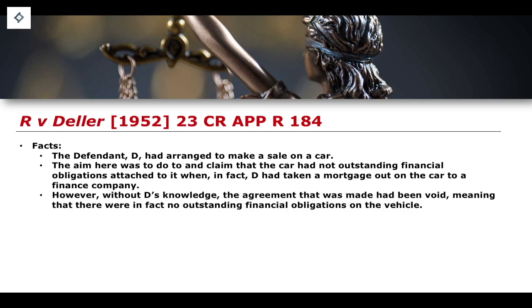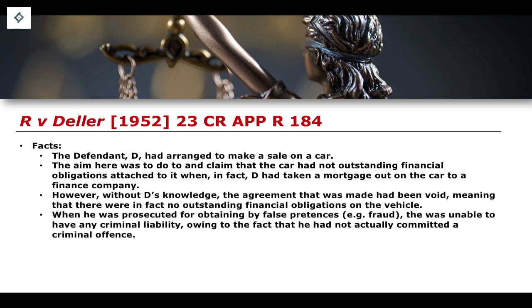But in reality, and without the defendant's knowledge, the agreement to take the mortgage out with the finance company was actually void, meaning that there were no outstanding financial obligations on the vehicle. So he was claiming there were no outstanding financial obligations, believing he was acting fraudulently, but in fact he was just telling the truth. When he was prosecuted for the offence of obtaining by false pretenses, which is just an old-fashioned way of saying fraud, he could not have any criminal liability because he didn't actually commit a criminal offence.